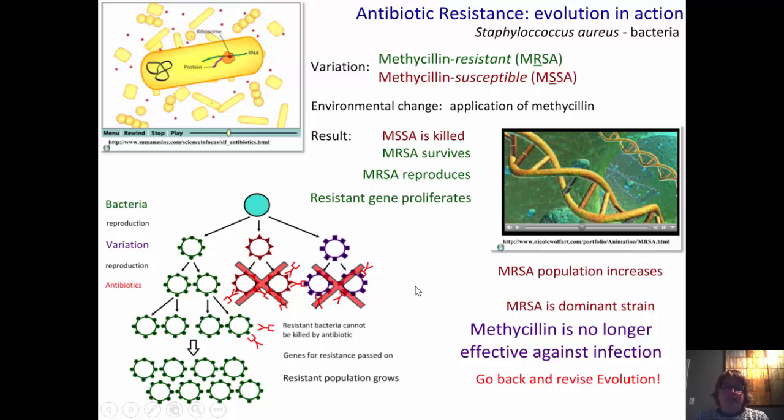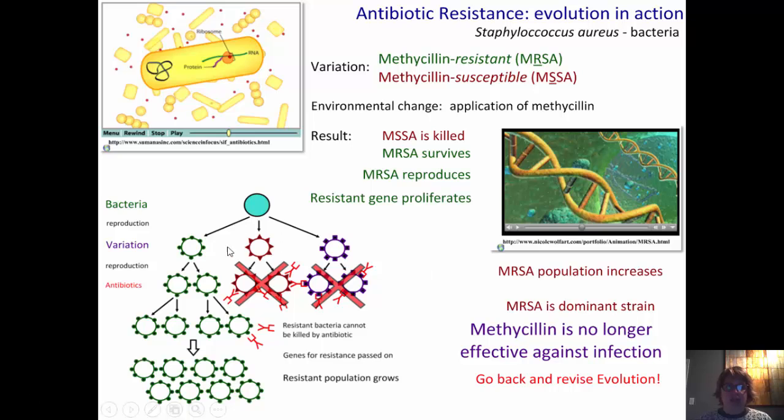All right, so antibiotic resistance, this is evolution in action. The big example is called MRSA, or methicillin resistant Staphylococcus aureus, which is a bacteria, and then methicillin susceptible. So if we are given an application of methicillin, the result is one of two things. If we have methicillin susceptible Staphylococcus aureus, then they die. If we have methicillin resistant Staphylococcus aureus, then they will survive. They will then reproduce, and that resistance gene will proliferate.